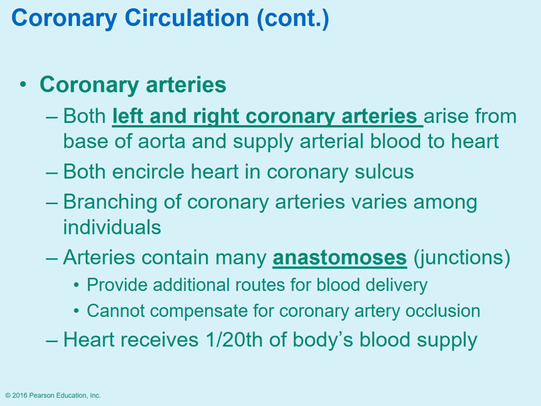And then there's branching. The way the branching occurs, there are some variations between individuals, but there's usually a lot of different junctions, basically allowing for additional routes, so that obviously the heart has to get a very good blood supply. The last thing you want is to have a blood clot or blockage occurring in the heart itself.